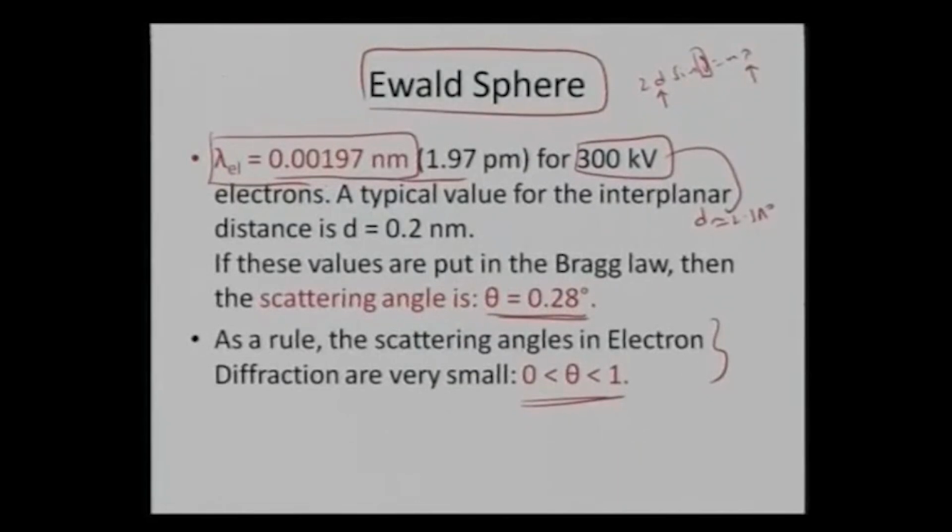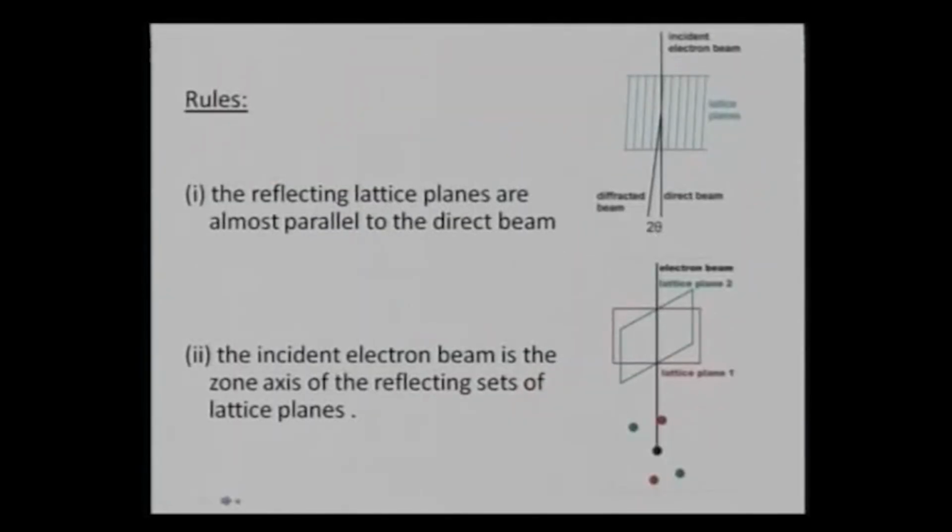So I can see that my Ewald sphere becomes very much flatter, because my lambda value is very small compared to the lambda value of an XRD beam. So in my XRD, I use a wavelength of approximately 1 to 2 angstroms or so, which narrows down to around 2 picometer for 300 kV electrons, and that basically brings down the scattering angle to around 0.28 degrees. So eventually my scattering angles are very small in transmission electron microscopy.